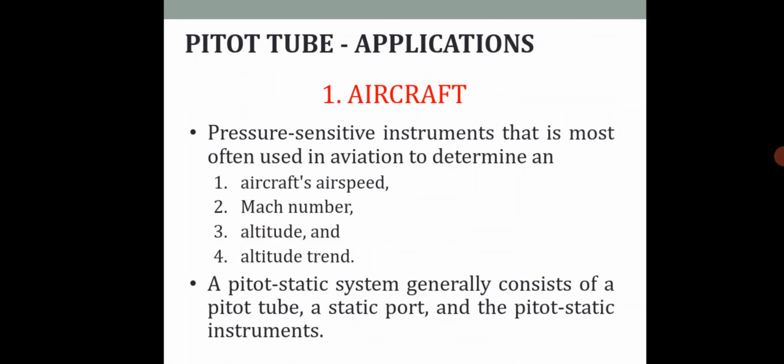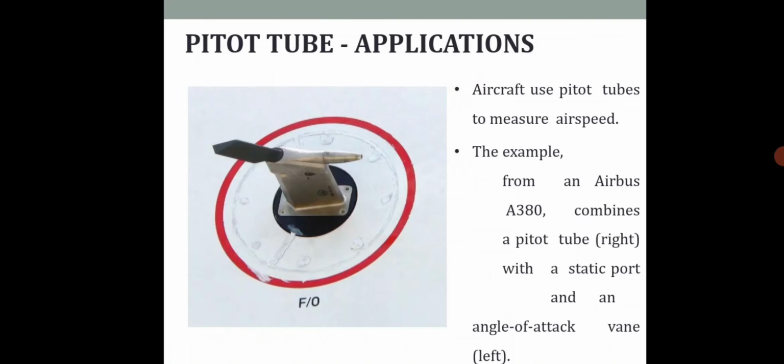So the Pitot tube applications: number one is aircraft. It is a pressure-sensitive instrument most often used in aviation to determine an aircraft's airspeed. It is used for determining the Mach number, altitude, and also altitude trend. This Pitot static system generally consists of a Pitot tube, a static port and the Pitot static instruments.